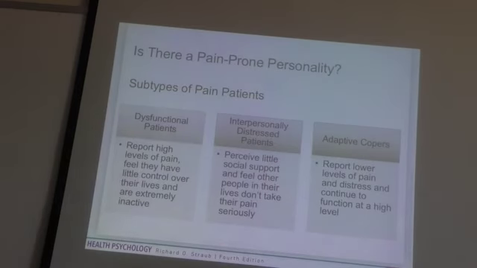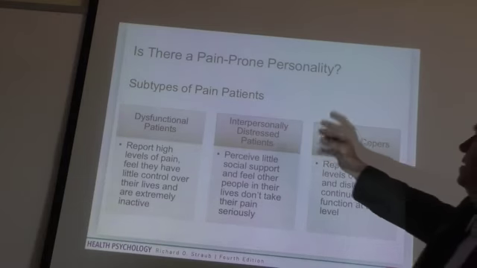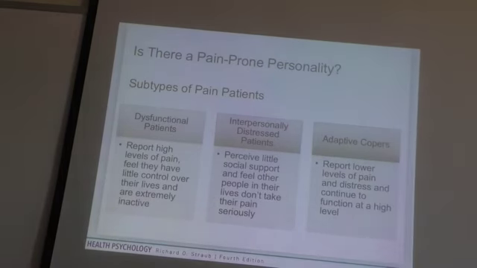The subtypes of pain patients: there are three different types: adaptive copers, interpersonally distressed patients, and dysfunctional patients. As I was telling you before about the redhead in my basic training unit, he was a dysfunctional patient. He couldn't tolerate pain, and for that reason they boarded him out of the service. Dysfunctional patients will report high levels of pain. They feel they have little control over their lives and are extremely inactive because they're afraid they're going to hurt themselves. Interpersonally distressed patients perceive little social support and feel other people in their lives don't take their pain seriously. And for that reason, they complain a lot. The other type are adaptive copers. These are people who report lower pain levels and distress and continue to function at a relatively high level despite the injury that they're having.